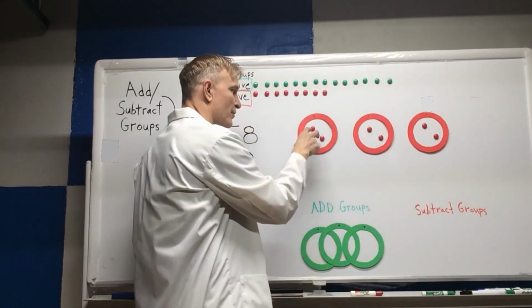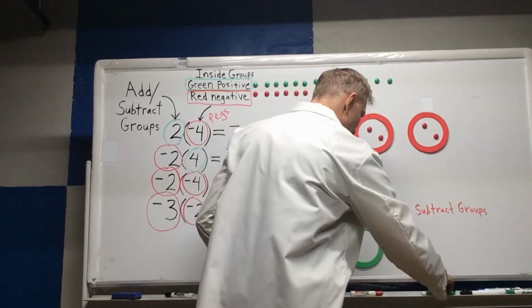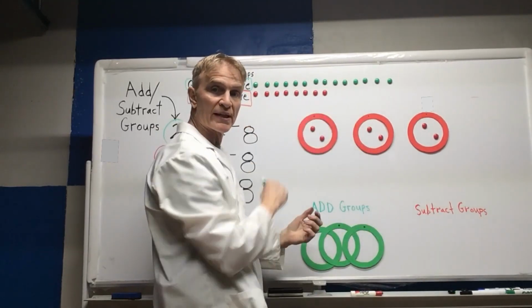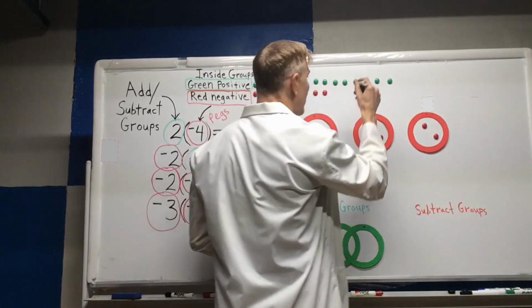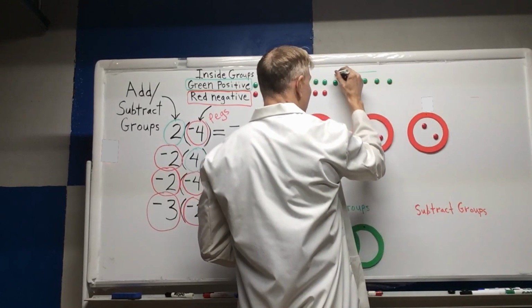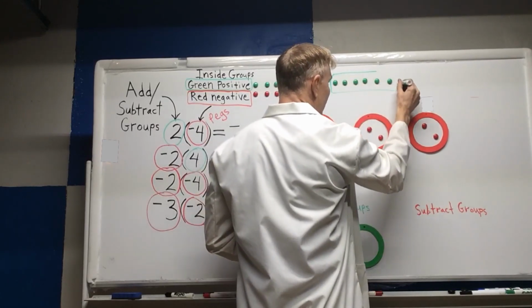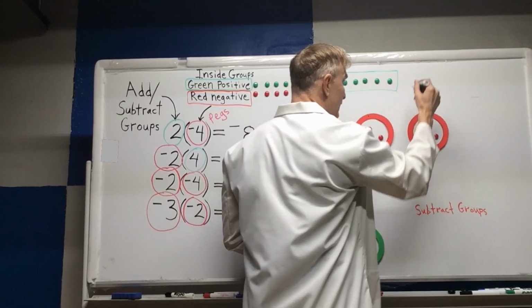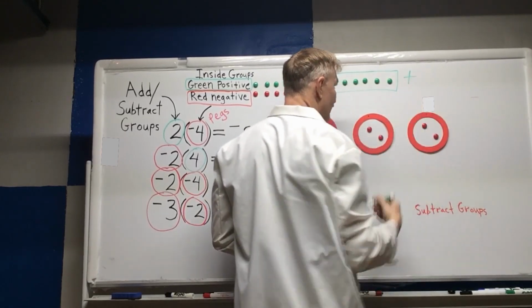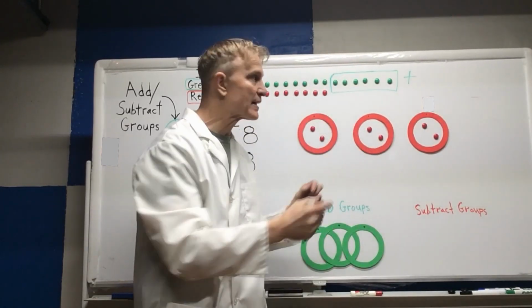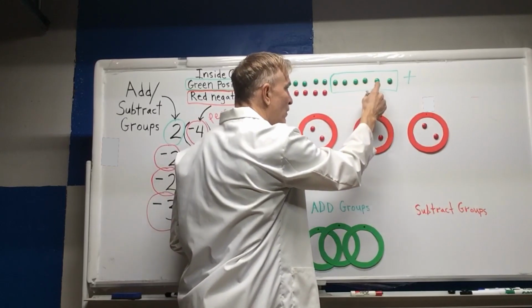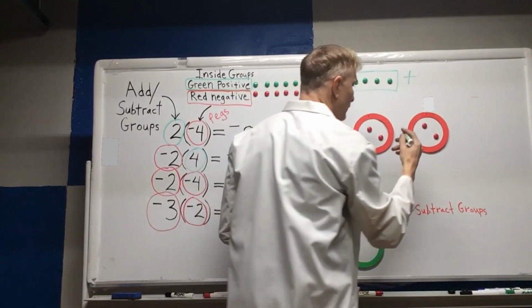Okay, so there's the 2 within each one. We look up here and we say, what's the imbalance? Do I have more green or more red? It's obvious I have more green, so I know my answer is going to be positive. I'll put a plus here just to emphasize. And then I count my pegs. 1, 2, 3, 4, 5, 6.